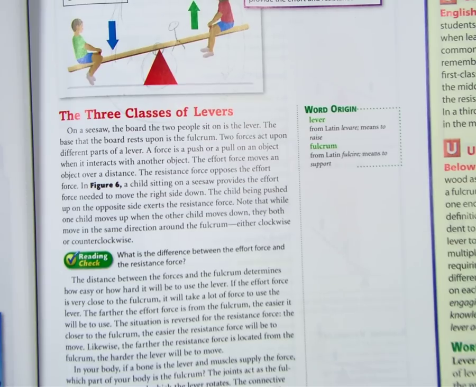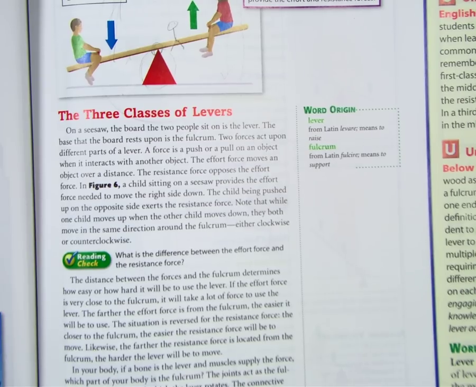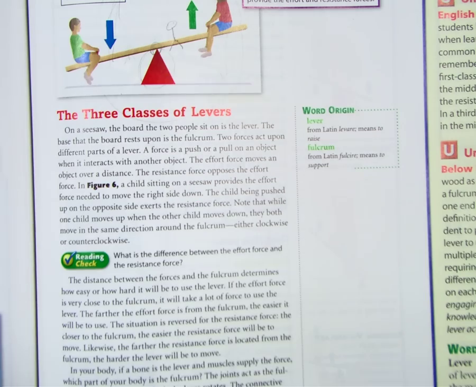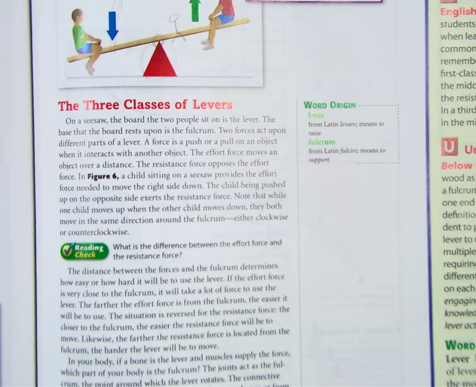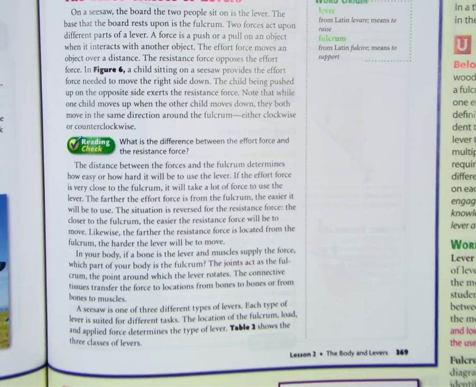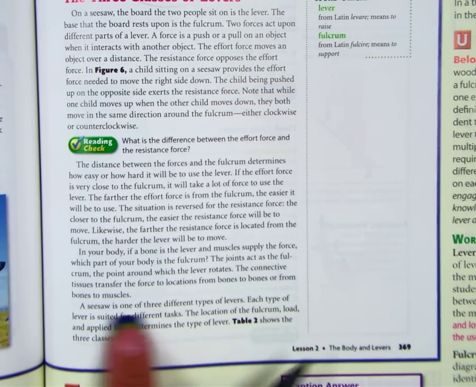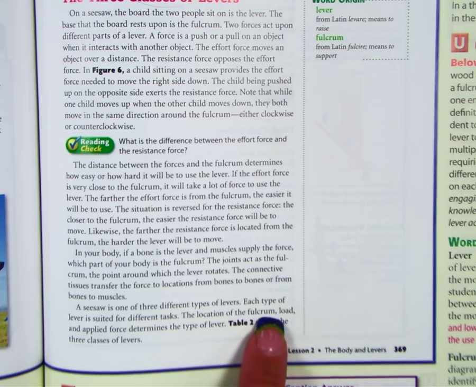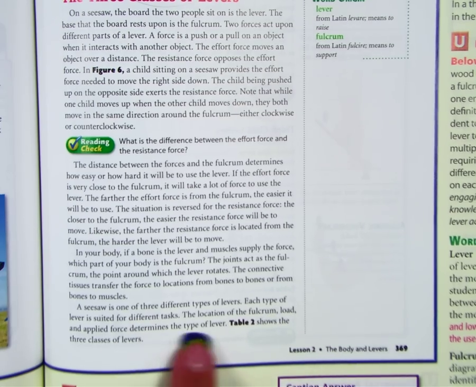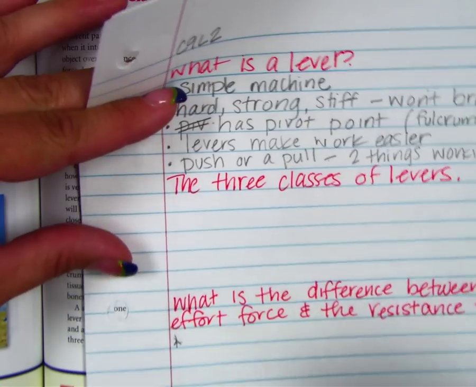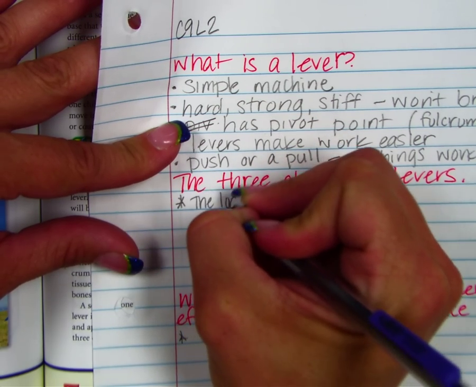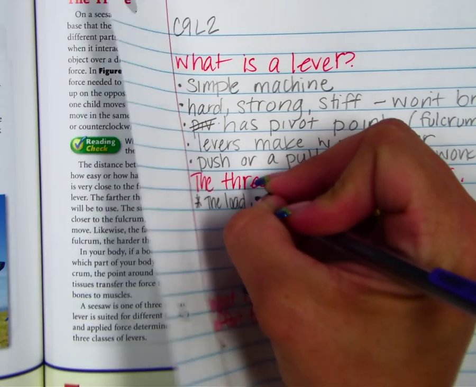Each type of lever is suited for different tasks. The location of the fulcrum, load, and applied force determines the type of lever. Table 2 shows the 3 classes of levers. Okay, so I'm going to put up here that there's the 3 classes of levers. We still haven't seen or heard what the 3 classes are, but they did say down here that the seesaw is one of 3 types. Okay, I'm not going to write anything yet, but I do want to write that the location of the fulcrum, the load, and the applied force determines the type of lever. And I think that's really important.